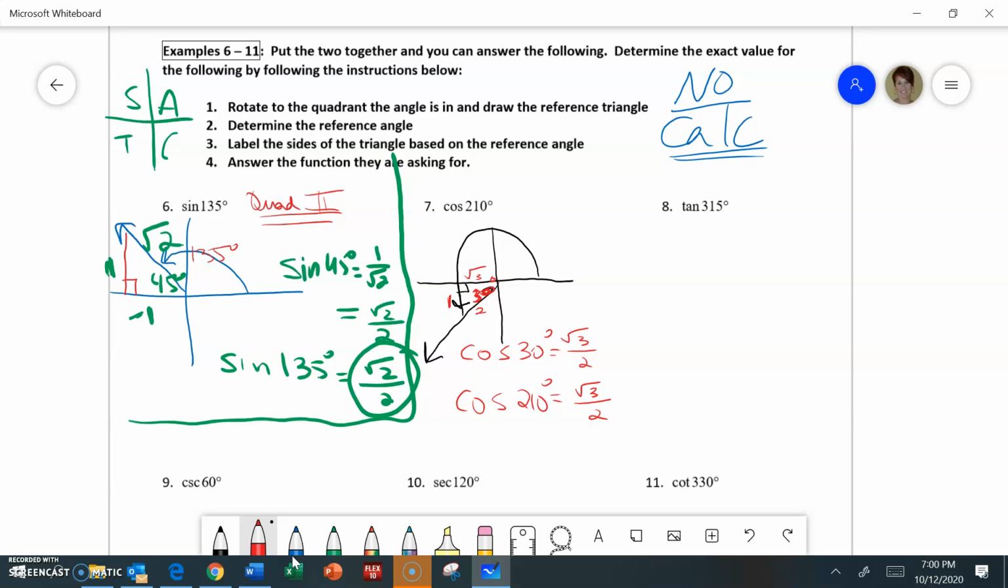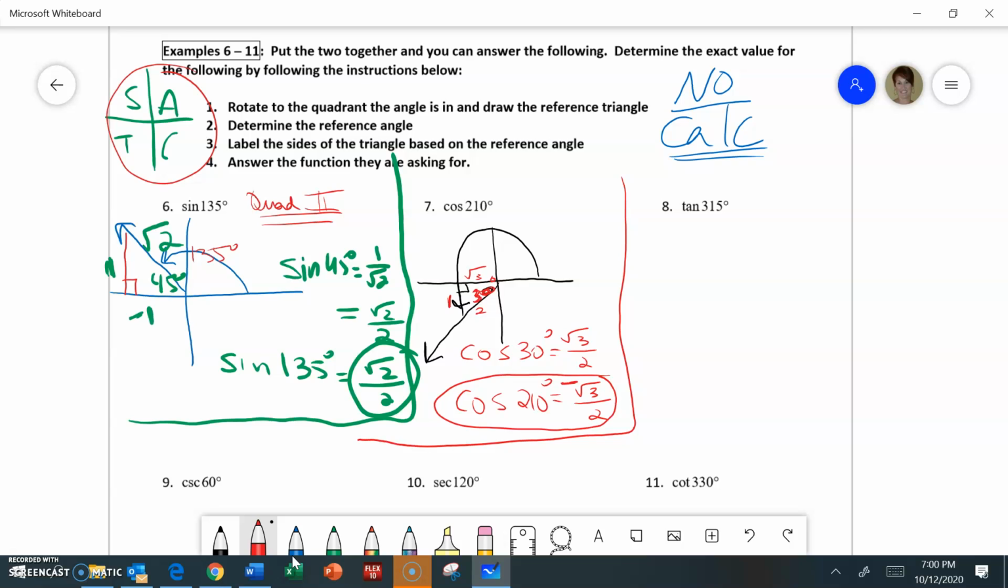But we're in quadrant 3. And if I go back up here to my little all students take calculus, the only trig functions that are positive in quadrant 3 are tangent and cotangent. So this is going to be negative. So our answer is the cosine of 210 degrees is negative radical 3 over 2.